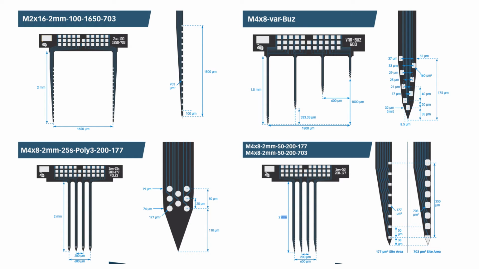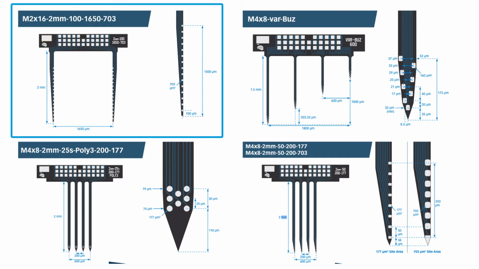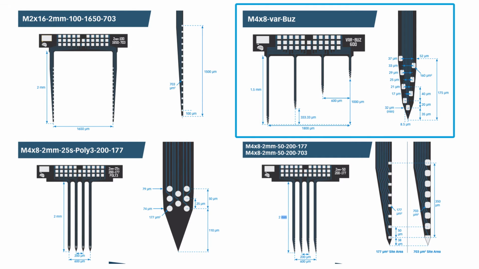Here's some different designs just to show you sort of the space that's possible. This is a wide spaced array, only 2 shanks. This was for a researcher who wasn't really sure what the ideal depth would be, so we designed a probe that had sites at 4 different depths.